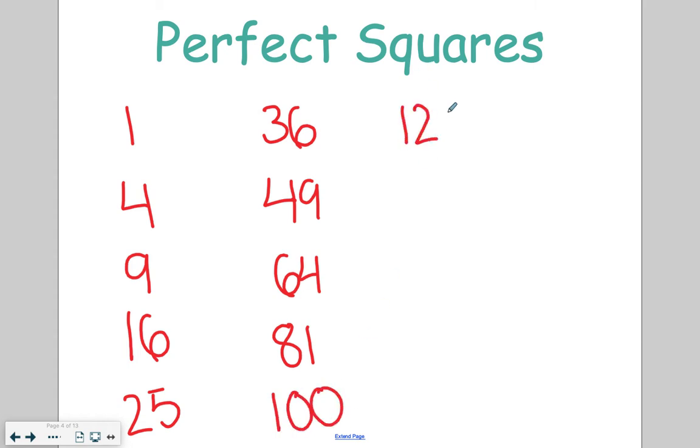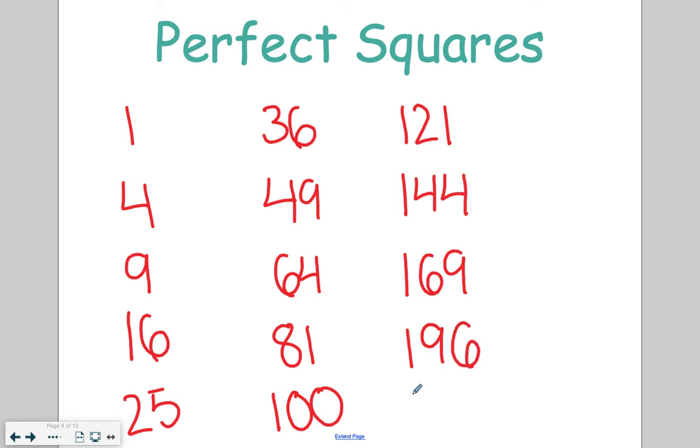11 times 11 is 121. 12 times 12 is 144. 13 times 13 is 169. 14 times 14 is 196. And 15 times 15 is 225. These are ones that you're going to see probably relatively frequently in this chapter, as well as when we get into our radical part of algebra next year. So it'll be really helpful if you can remember these perfect squares off the top of your head.